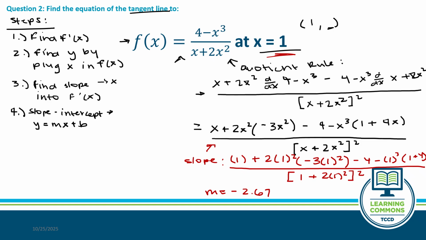So there's that. I'm also going to do the y value in purple. So 4 minus 1 cubed all over 1 plus 2, 1 squared. And that is going to give me 3 over 3, which is 1. So this value up here is going to be 1. And now for the final piece of this puzzle, we're going to put it into point slope. That should be point slope.